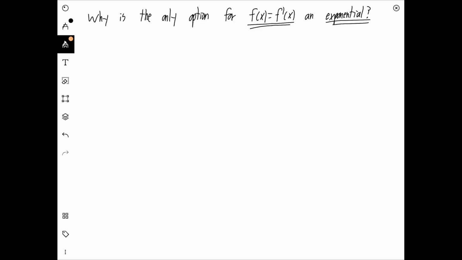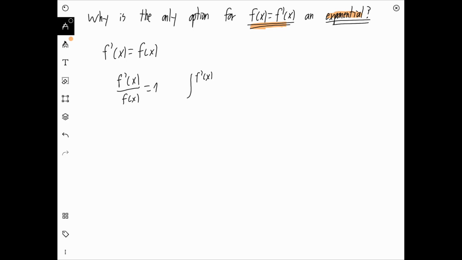Okay, so now we can actually start talking about why the only option for a function to be equal to its own derivative is an exponential. And here we're going to assume that we already know what e is. You're going to see what I mean. But look, what we're just trying to say is that we want a function whose derivative equals the function itself. Or, in other words, we want f prime of x over f of x to be equal to 1 if I divide on the other side. Now how do we work with this piece of information? Well, I can take the integral on both sides, so the integral of f prime of x over f of x dx equals the integral of 1 dx.